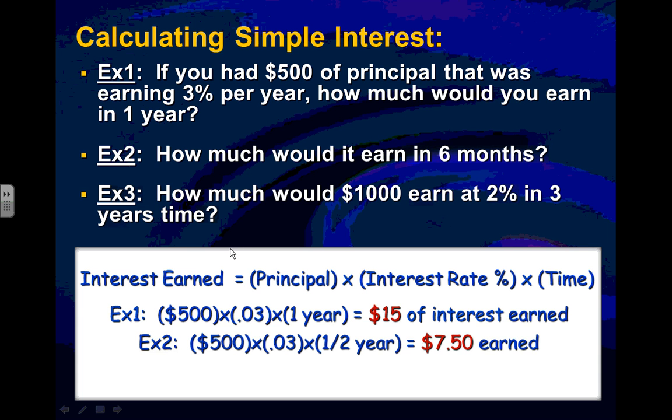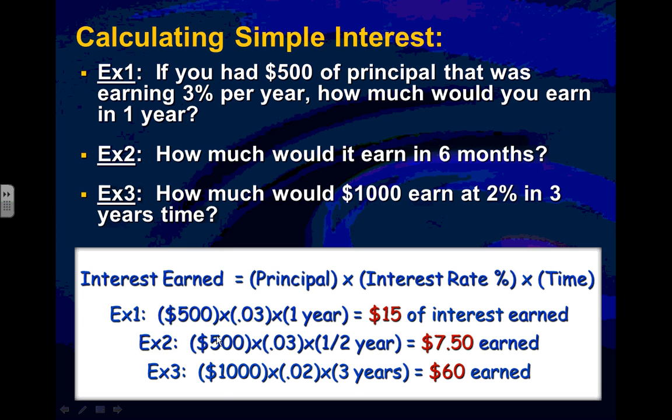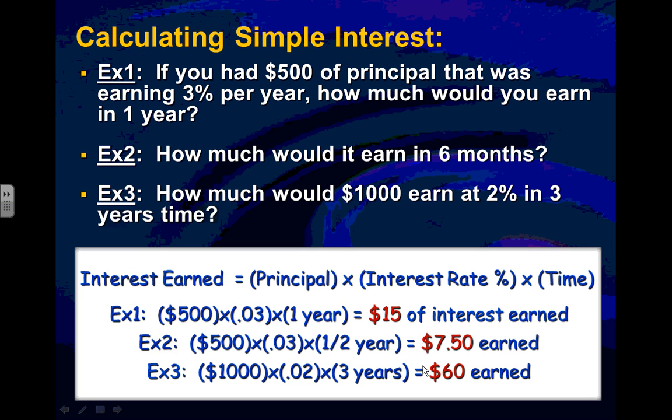answer for number 1. Now, example 3, $1,000 times 2% or 0.02. That's 2% expressed as a decimal. Times 3 years, this gives you $60. And so even at small interest rates, your money can make money.